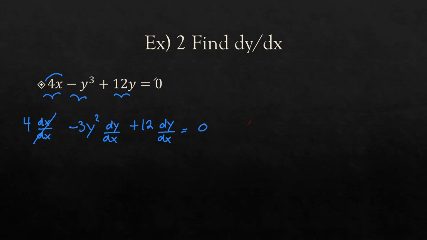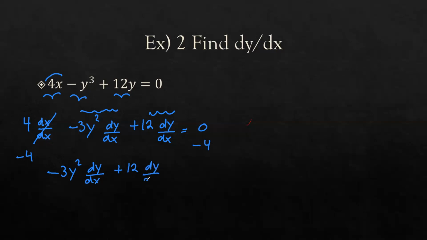Okay, so looks like we have two terms that have a dy dx. This one and this one, right? And then this 4 is the only one that doesn't have a dy dx, so move it on the other side. So you're going to subtract 4. So you get negative 3y squared dy dx plus 12 dy dx equals negative 4.